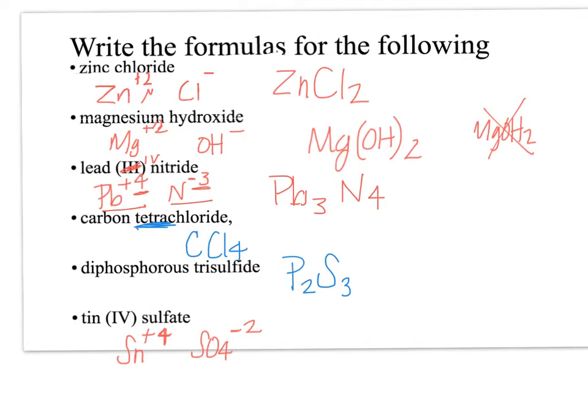And then the last one, tin(IV) sulfate. This is a +4. This is a -2. In order to get them balanced out, I'm going to use 2 of these. So that would be a -4. So I would write that as Sn. Again, with the polyatomic, we're going to put parentheses around it when we need more than one of them. And it'd be (SO4)2. And that's what that would look like.